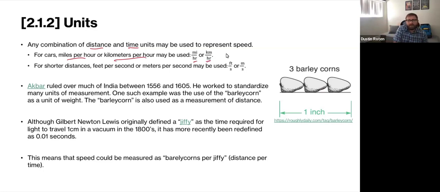But for shorter distances, like maybe if you're running somewhere or walking somewhere even, you can use feet per second or meters per second. Same thing applies, it's just the ratio. We could even represent our walking speed in terms of miles per hour if we wanted to. It would just sort of be an awkward number because it'd be really small.